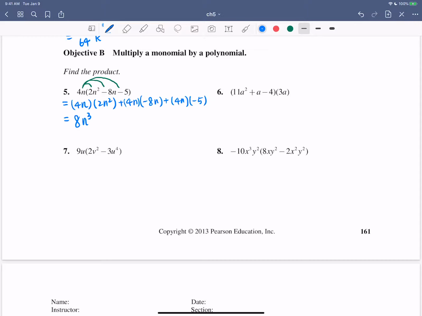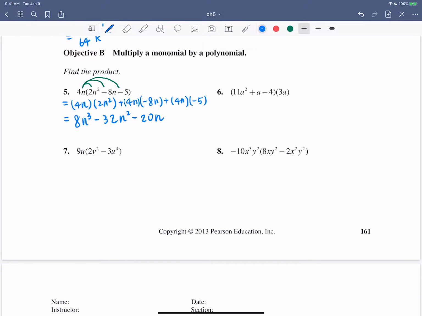Next pair, 4 times negative 8, that's negative 32. N times n, that is n squared. Last pair, 4 times negative 5, that's negative 20. And just n. So that gives us the product of number 5.